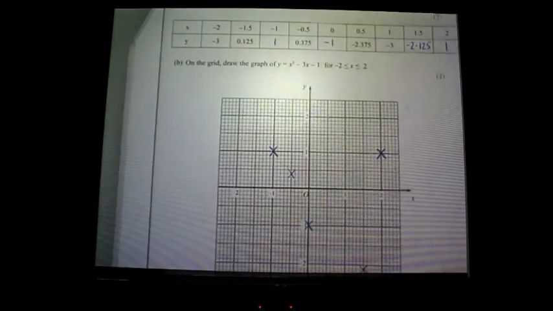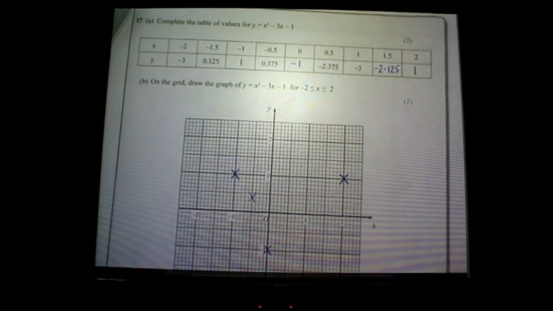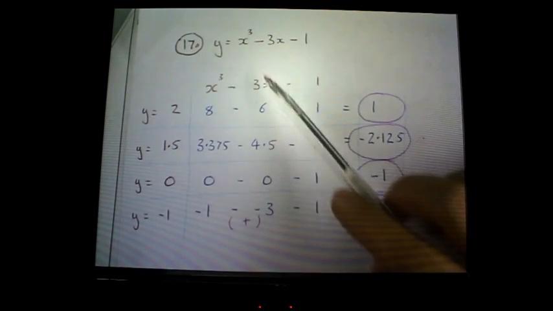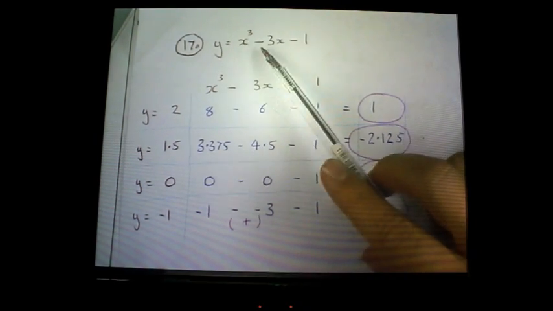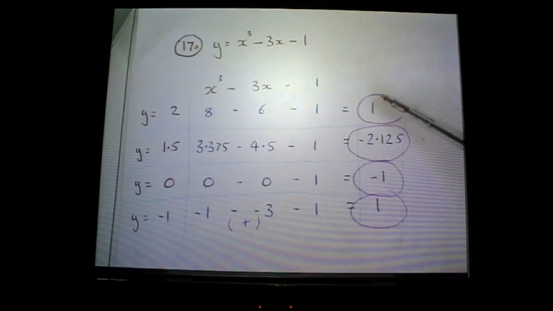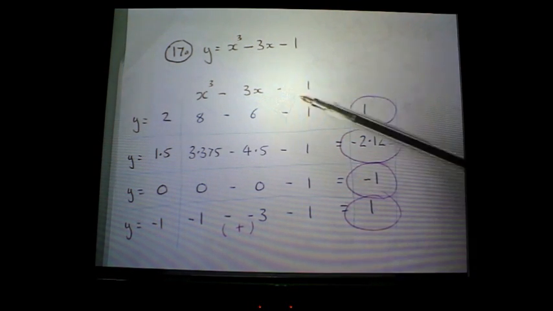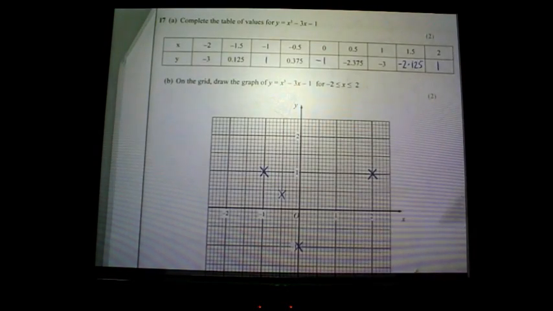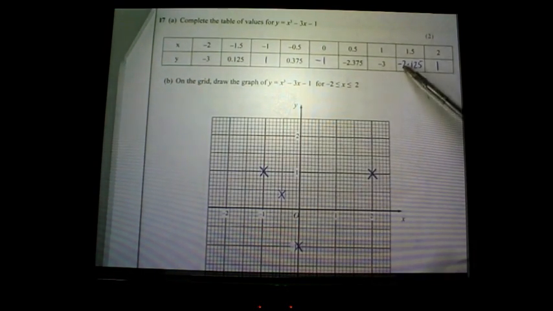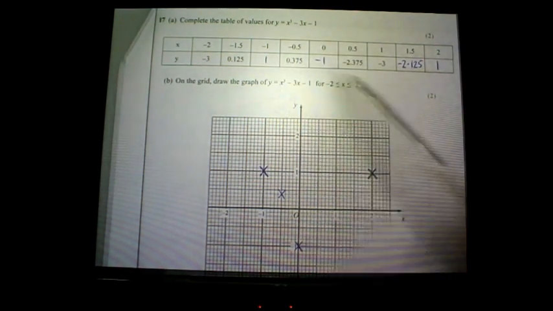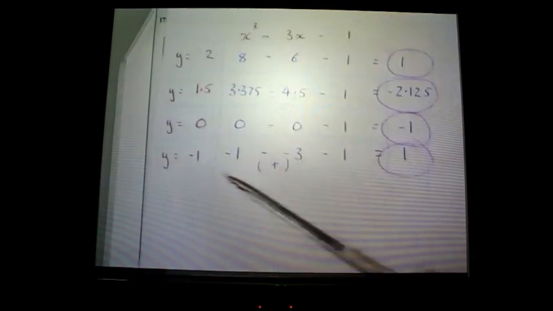Question number 17. First of all, you've got to fill in this bit at the top. What I've done is actually drawn it on a separate piece of paper. So this is your equation, y equals x cubed, take 3x, take 1. This is a sort of B+ grade question, I'd suggest. The values of y we're missing are 2, 1.5, 0 and -1. So that's what I've filled in here.